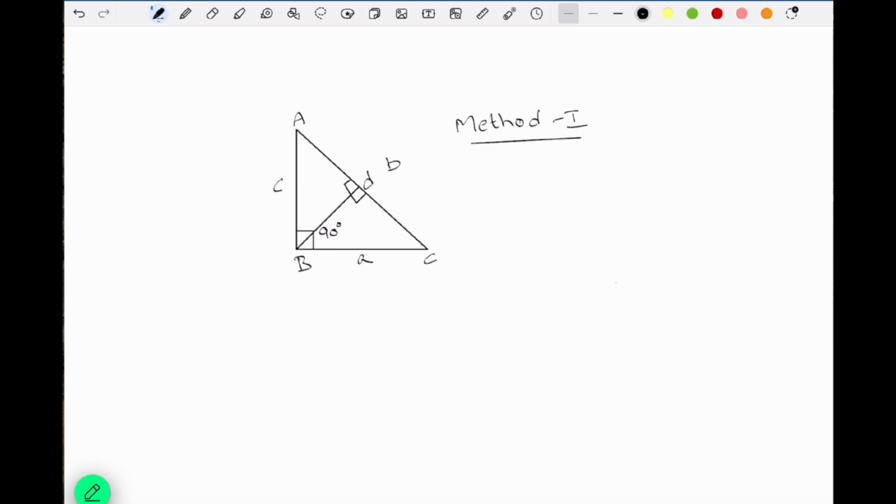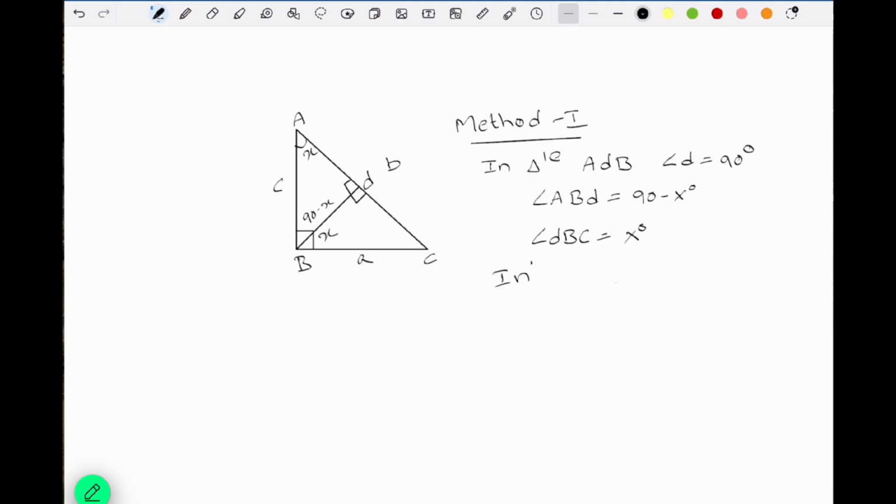Let's name the angle at A as x. Carefully observe in triangle ADB, angle D is equal to 90 degrees as BD is the altitude of the triangle. So angle ABD is equal to 90 minus x. As total angle at B is equal to 90 degrees, the angle DBC is equal to x, right? As both of them add together and give angle B, which should be equal to 90 degrees.